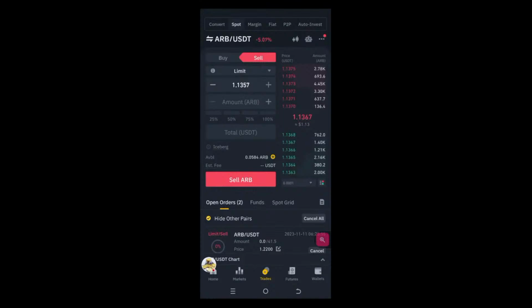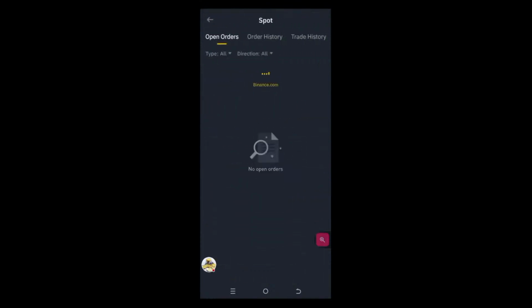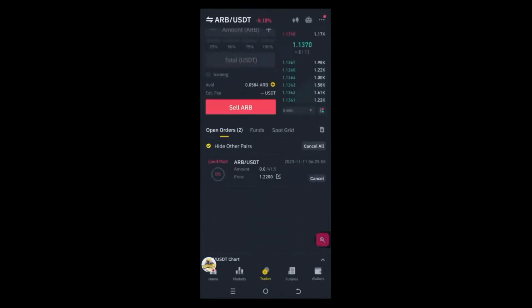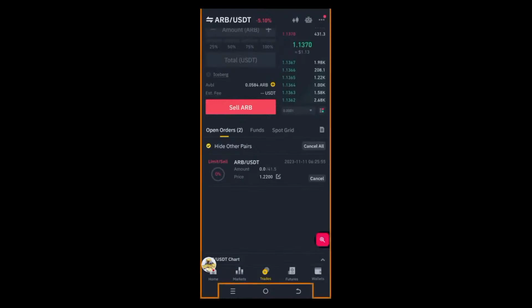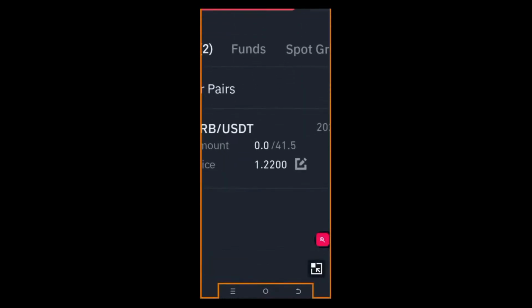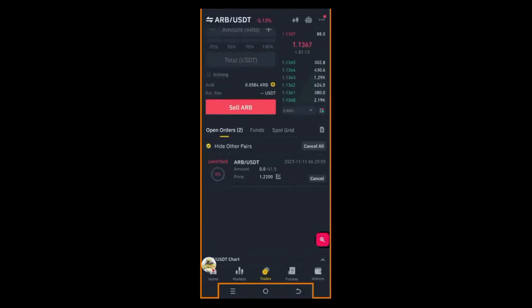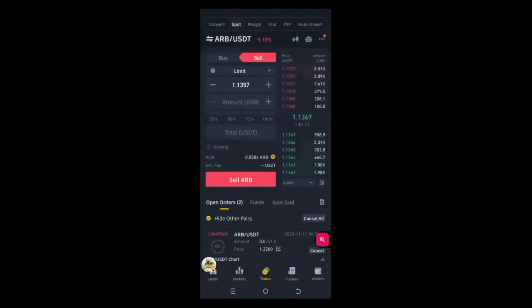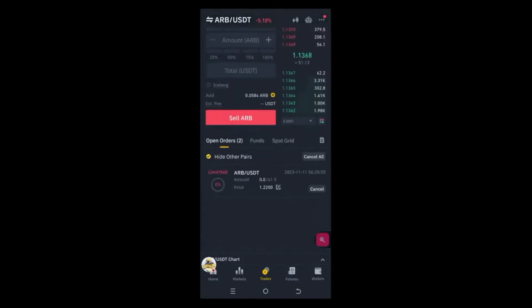Let me show you here. So what I'm planning to get is 1.22. That's the price of ARB I want to get, right? But it's currently 1.13, because it's going down. So I'm just going to set it so that even if it takes me 1 or 2 days, once it gets to 1.22, my take profit or sell limit will be triggered, and I will get the money and the profit that goes with it.